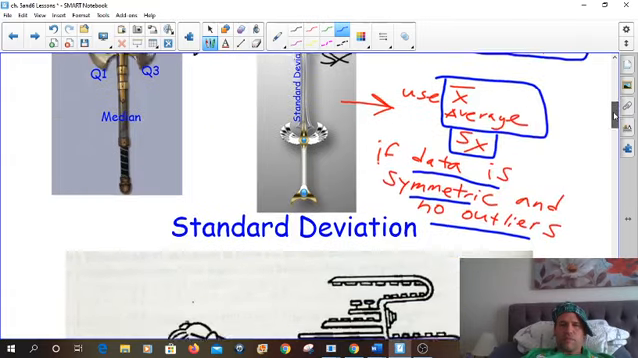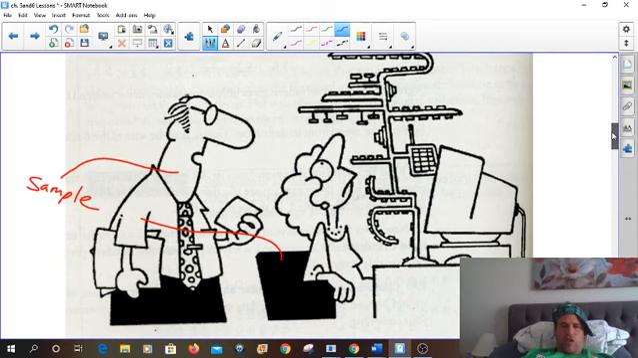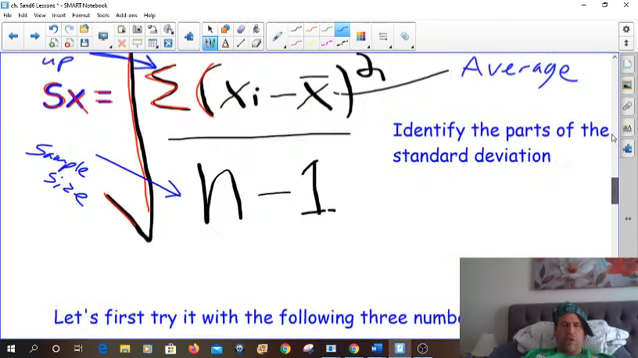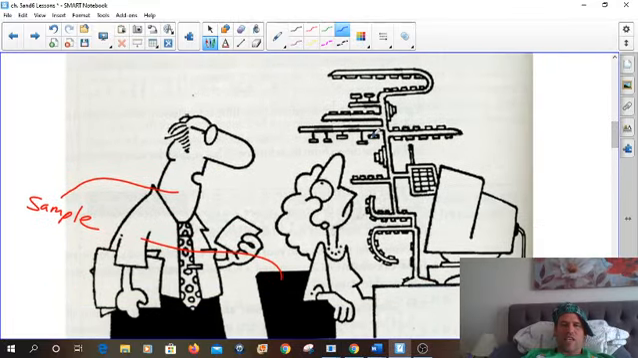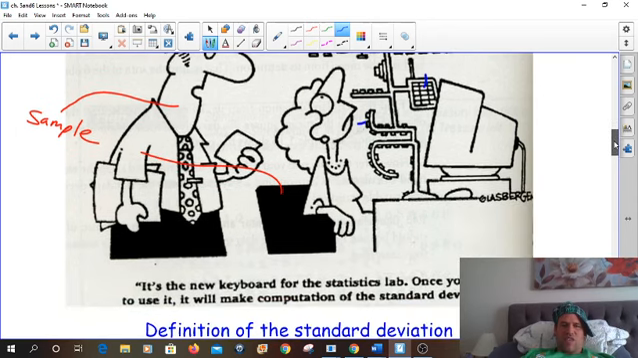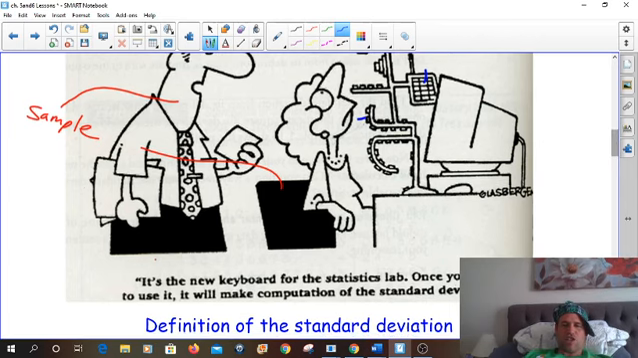Okay, well, how do you calculate the standard deviation? We figured out how to find the median, working in the middle, Q1, Q3. But now, how do we calculate the standard deviation? Oh, wow, look at this keyboard and all these buttons. Isn't that fun? What a great keyboard. It's the new keyboard for the statistics lab. Once you learn how to use it, it'll make computation of the standard deviation even easier. No, it's not that bad, I promise.